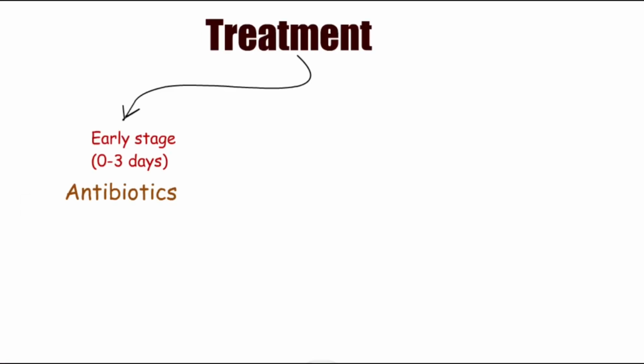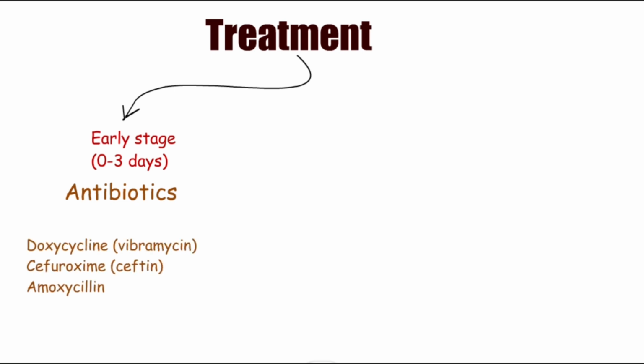Let's now discuss the treatment of Lyme disease. Early-stage Lyme disease can be effectively treated with antibiotics such as doxycycline, vibromycin, cefuroxime, Ceftin, amoxicillin. Doxycycline can also help prevent Lyme disease when given within 3 days after a tick bite. Usually, a 2 to 3 week course of therapy is effective for solitary erythema migrans.